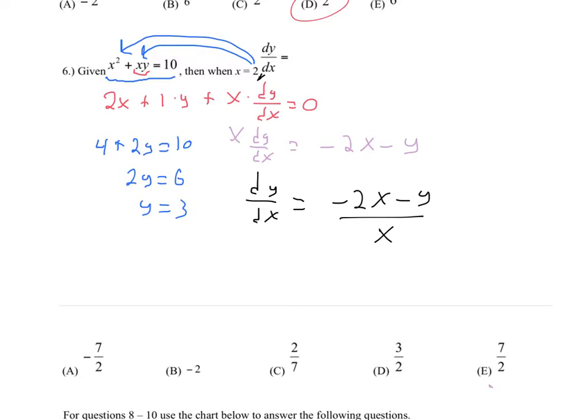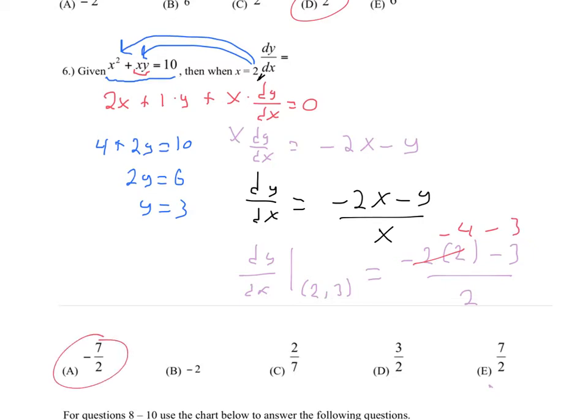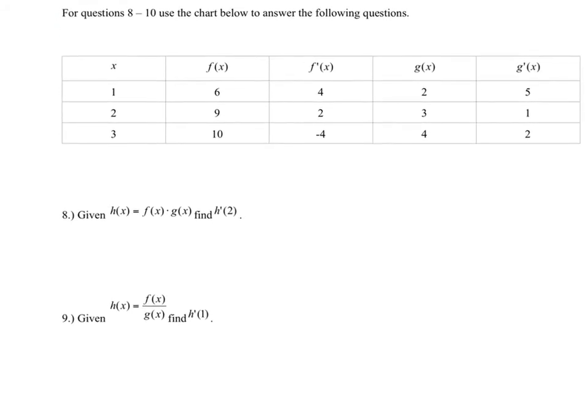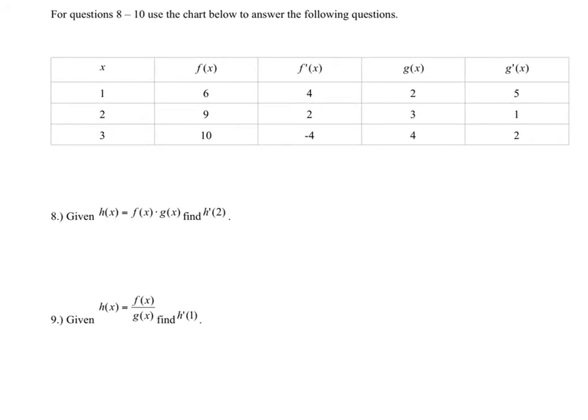Now if we want to evaluate this derivative at the point (2, 3), then I've got negative 2 times 2 minus 3, over 2. Negative 4 minus 3 over 2 is negative 7 halves. These look a little bit more complicated at first than they might actually be.